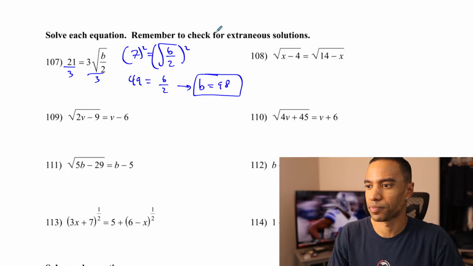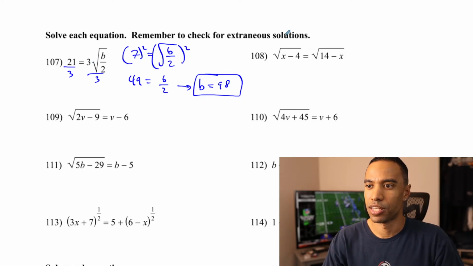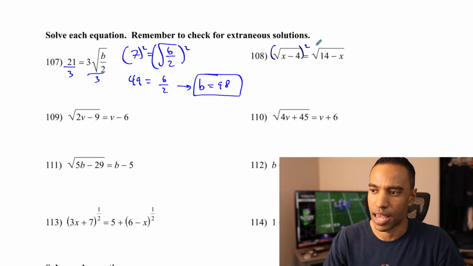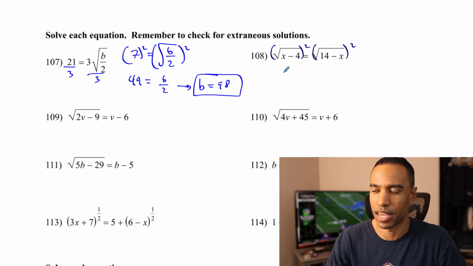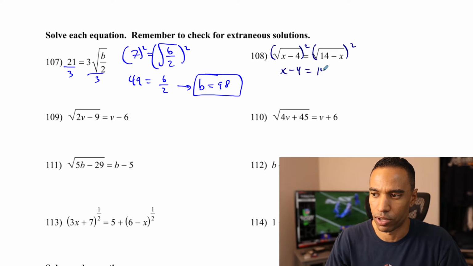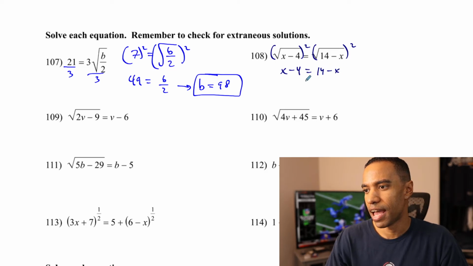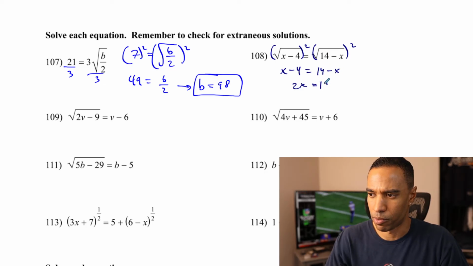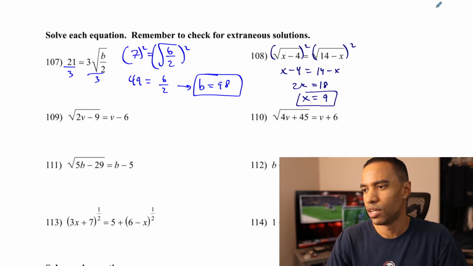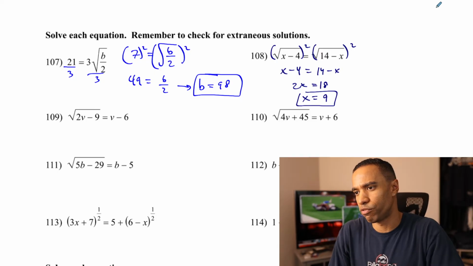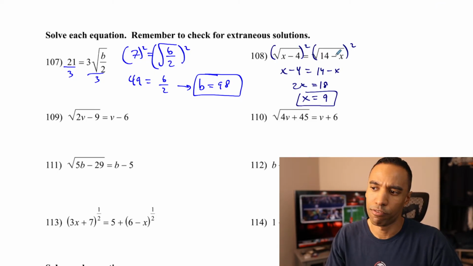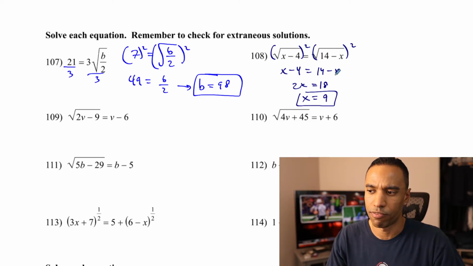That works. All right, I have isolated radicals right here, which is what I would want to have. When I square both sides here, it cancels out the radicals. I get x minus 4 equals 14 minus x. If I add x to both sides, I get 2x. If I add 4 to both sides, I get 18. Divide both sides by 2, I get x equals 9. Double checking that, 9 minus 4 is 5, square root of 5. 14 minus 9 is 5, square root of 5. That checks out.